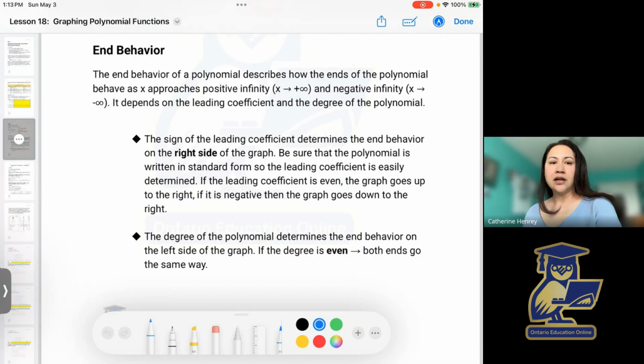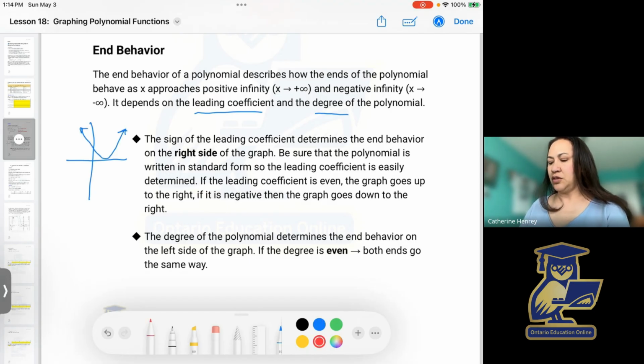So let's go ahead and talk about the end behavior of a polynomial function. The end behavior describes how the ends of a polynomial behave as x approaches positive infinity, that's as x gets bigger to the right, and negative infinity as x gets smaller to the left, and it depends on the leading coefficient of the function as well as the degree of the function.